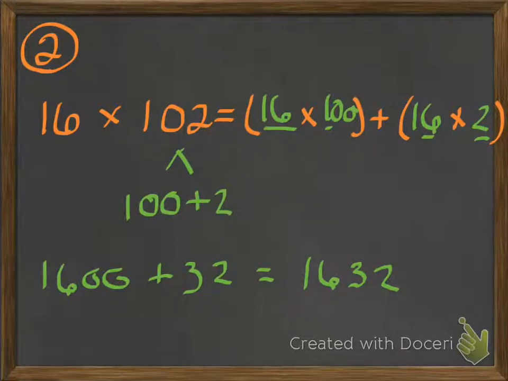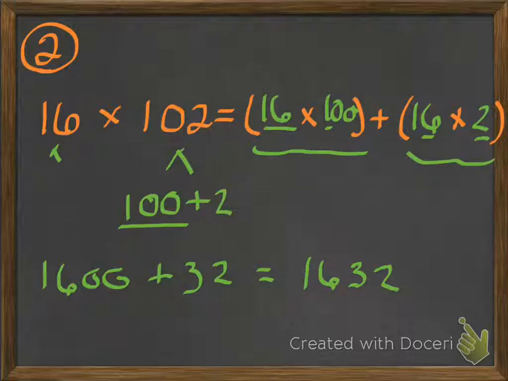Okay, so you should have broken up 102 into 100 plus 2. And the reason I did that instead of breaking up the 16 is because I could easily get to 100 on this problem. And then if I need to multiply 16 times 100, that wouldn't be too hard, and 16 times 2 wouldn't be too hard. And that's what we did over here, 16 times 100 plus 16 times 2.